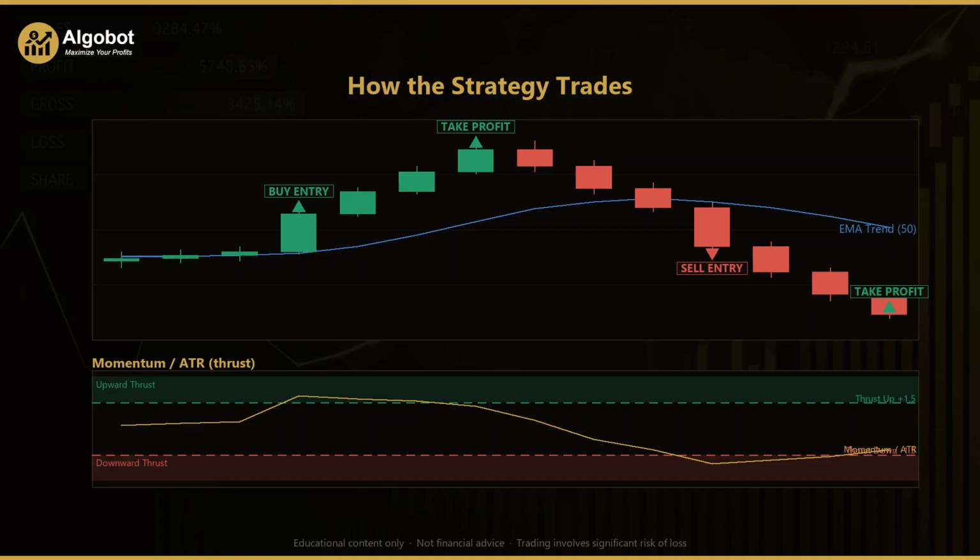Of course, not every real signal reaches its target. Markets can reverse after an entry and reach the stop instead, which is why risk control is built into every trade. This illustration is simplified for teaching, and it's educational information only, not a recommendation.